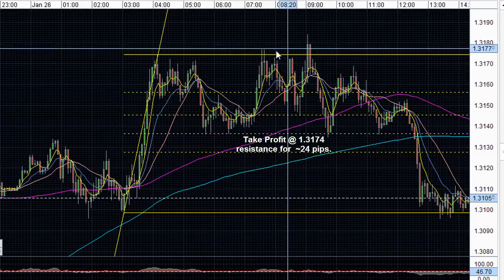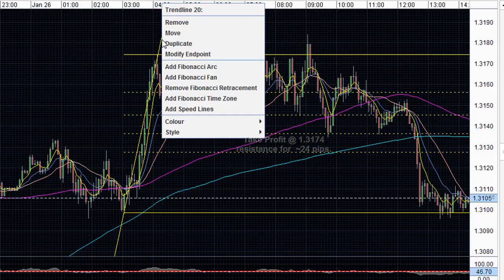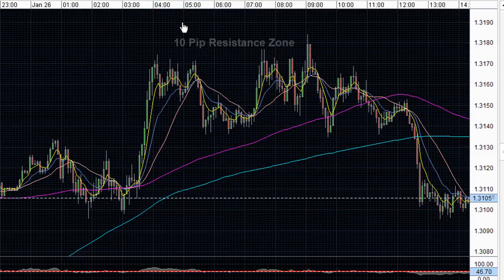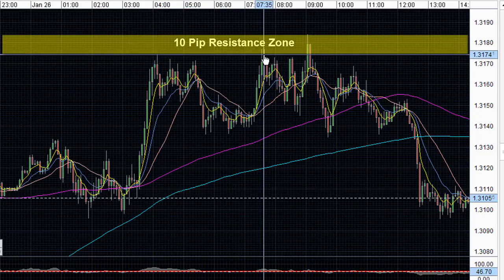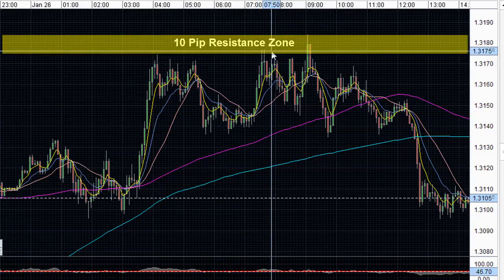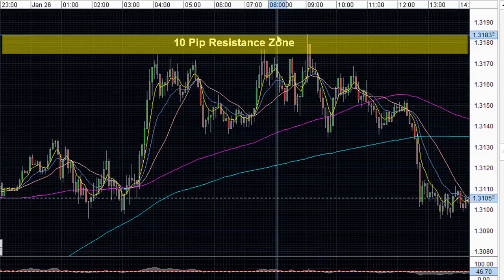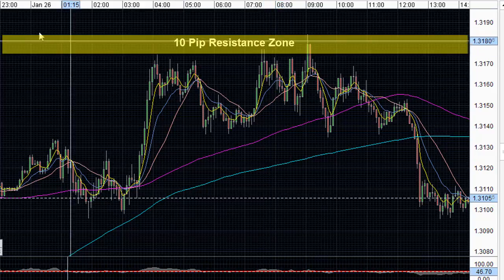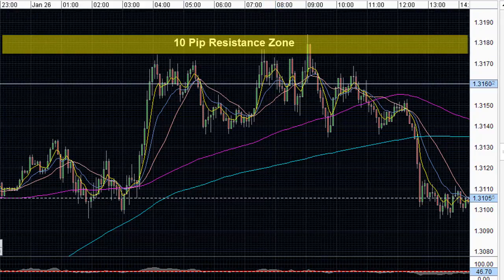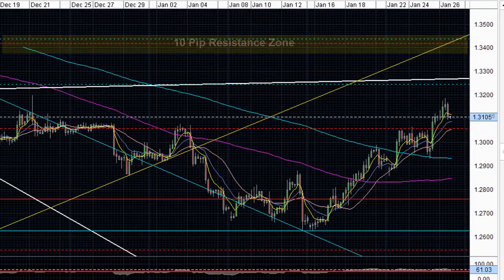But right now, let me remove this Fibonacci drawing. Right now, I want to talk about this resistance zone between the 31.74 and the 31.84. There's this 10 pip zone that I want to identify. So let me go back to our 4-hour chart.